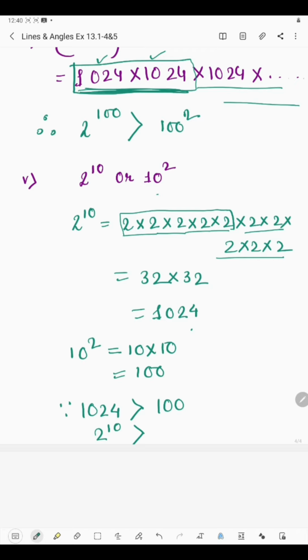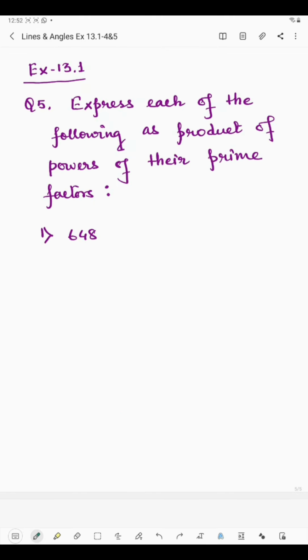Now coming to the next question: express each of the following as product of powers of their prime factors. So whatever number is given, we will have to find the prime factors, and then we will have to write the powers of their prime factors. Okay, so let us find the prime factors of 648.